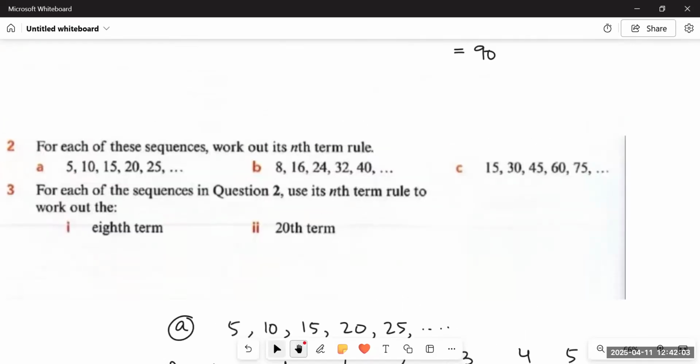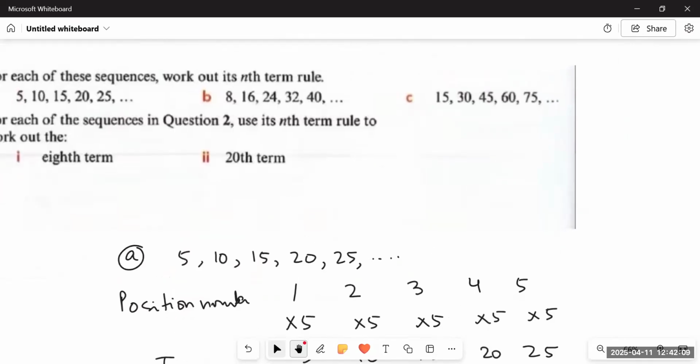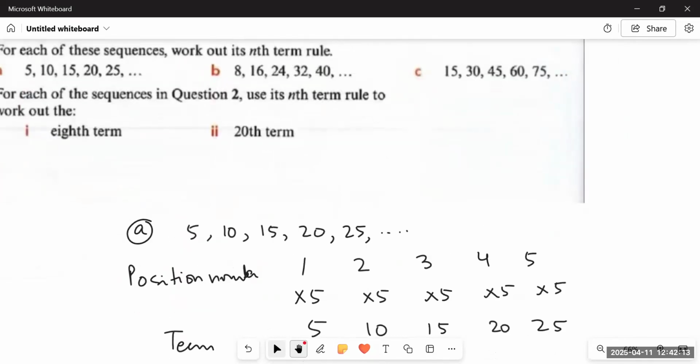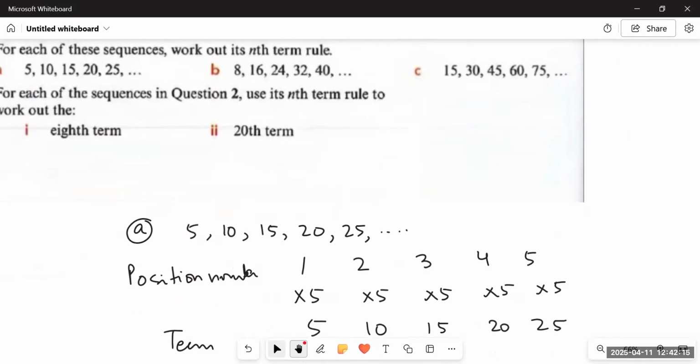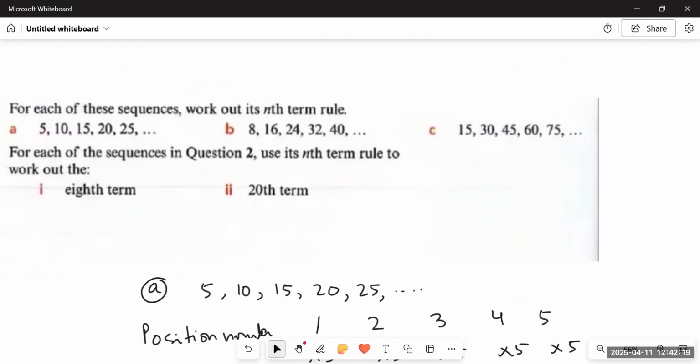Similarly, 8, 16, 24, 32, 40. We have to do exactly the same. In position numbers, you are going to write the same, that is 1, 2, 3, 4, 5. But in the term places, you will write 8, 16, 24, 32, 40. And since we are multiplying every time by 8, the term rule would be n multiplied by 8 is the nth term for part B.